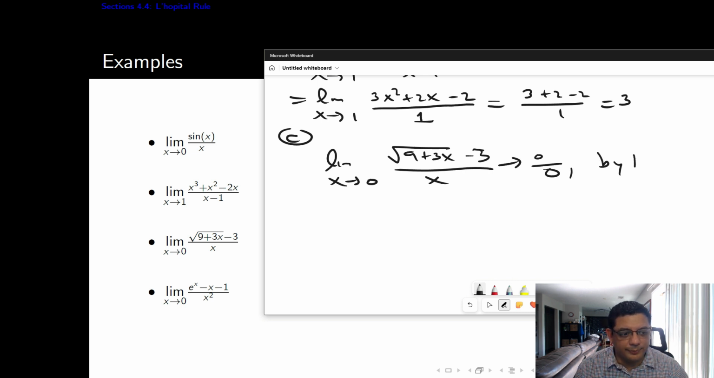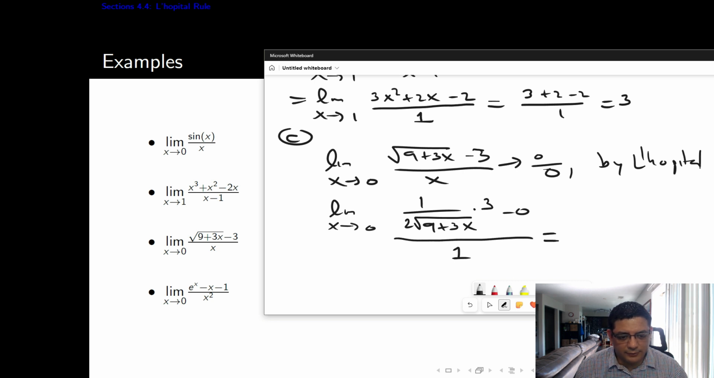So by L'Hopital's rule, since the top and the bottom are both differentiable, we can say that this is equal to the limit when x goes to 0 of 1 over 2 times the square root of 9 plus 3x, times 3. This is with the chain rule here. And then minus 0, divided by 1. So this is the derivative of the top over the derivative of the bottom. Now if we plug in 0, this is going to be the square root of 9 again, which is 3. So this is 1 over 2 times 3, times 3, so 3 over 6, divided by 1.